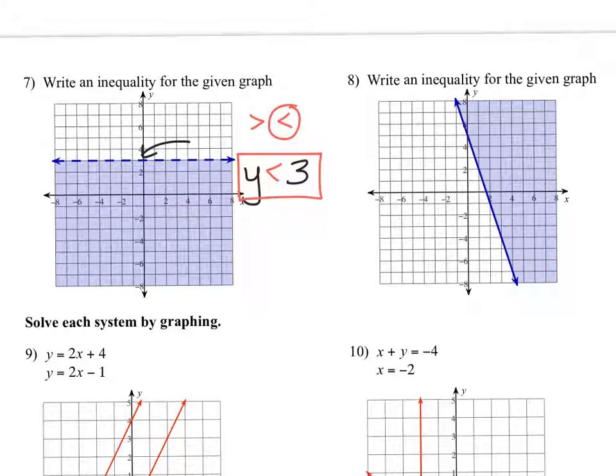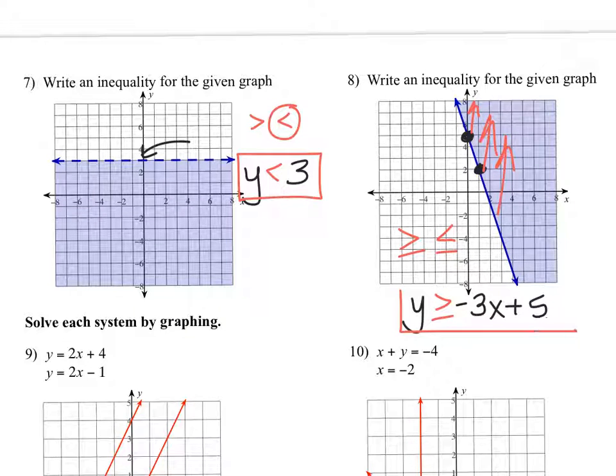So this answer is y is less than 3. On question 8, I'm going to find my y-intercept at 5. My slope, let's see, my next point's right here, so that looks like a slope of -3 over 1, so I've got y equals -3x plus 5. So now I have to think about my symbol. This time my line is solid, so that's going to be greater than or equal to, or less than or equal to. And it looks like they have shaded above, which means that this would have been greater than or equal to as my final symbol and my final answer.